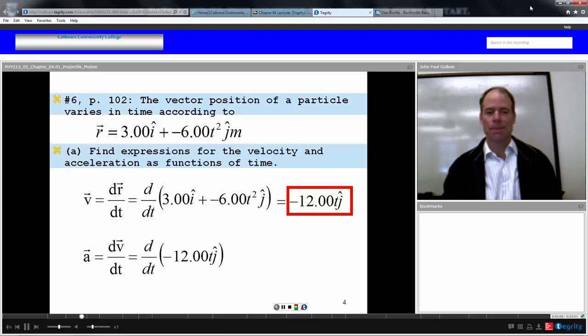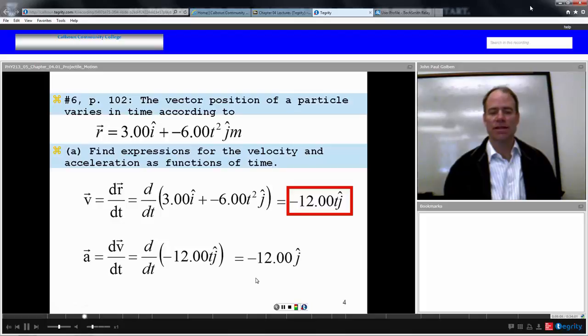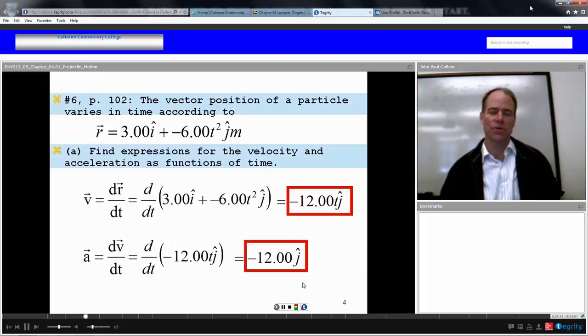My acceleration is the derivative of the velocity with respect to time. If I took the derivative of this velocity for all time, negative 12t, the derivative of that is just a negative 12, and hence my acceleration is just a negative 12j. So in this case, it's constant in the j direction.